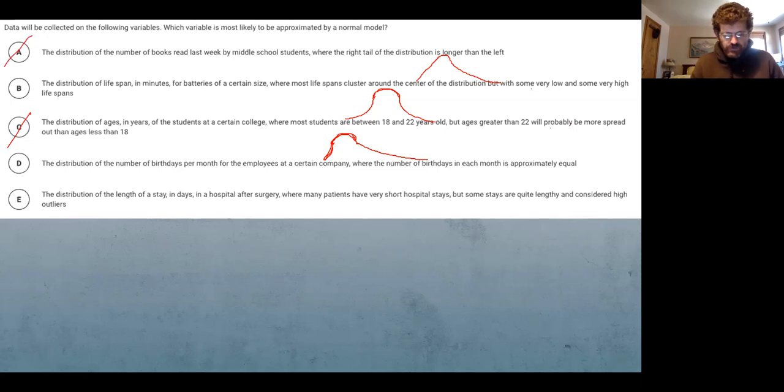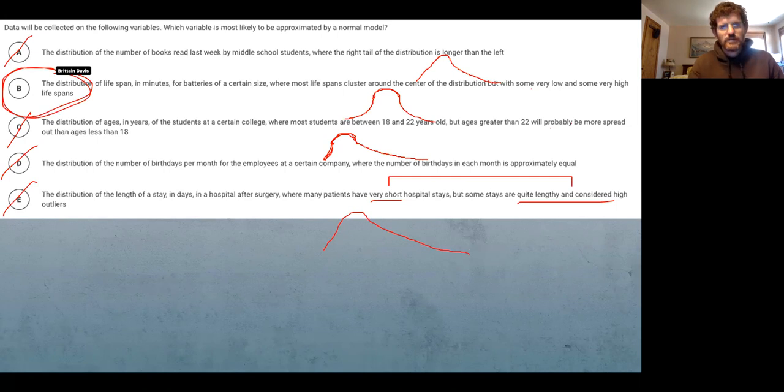The distribution of number of birthdays per month at a company is approximately equal for each day of the month. That makes sense, you're going to have a uniform distribution across that month, so that's not normal. And the distribution of length of stay at a hospital, not a hotel, a hospital after surgery. Again, you're going to have some very short stays, but some are quite lengthy, so again a tail coming off. The only one from what they're describing that appears to be normal is B. Just make sure you're reading through and understanding that.